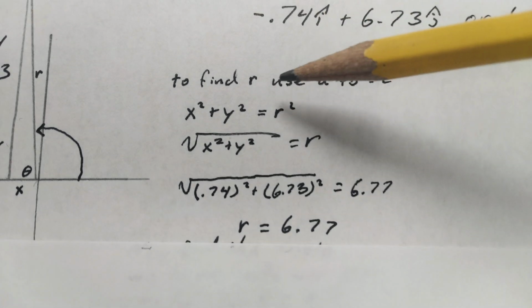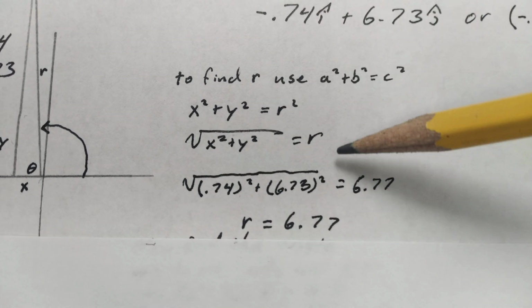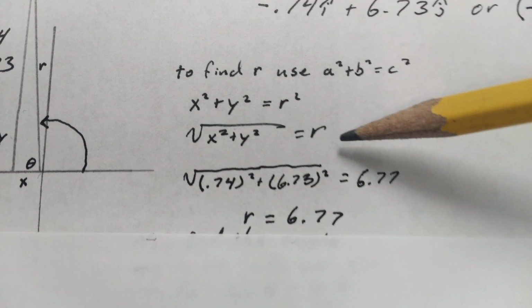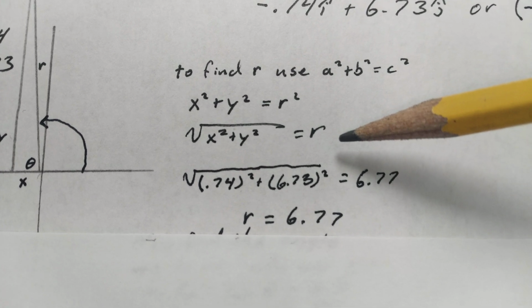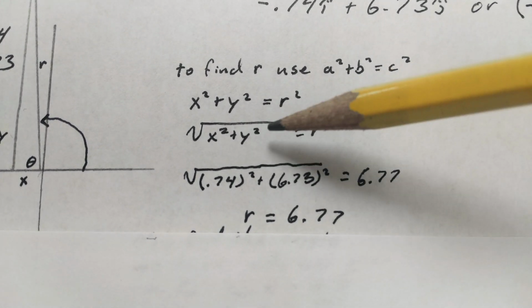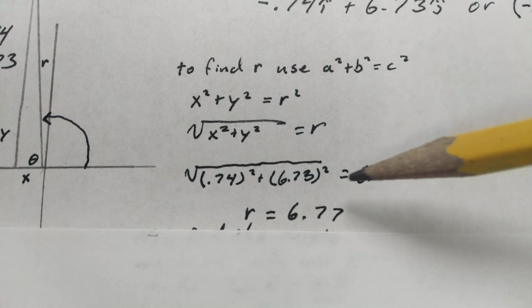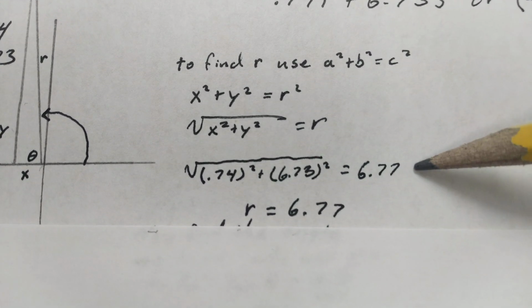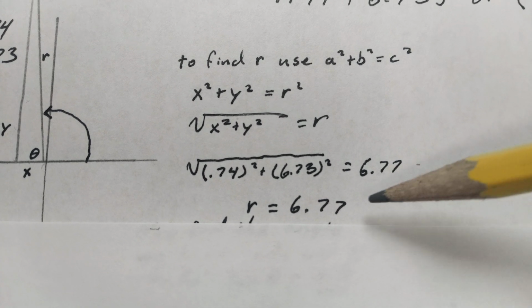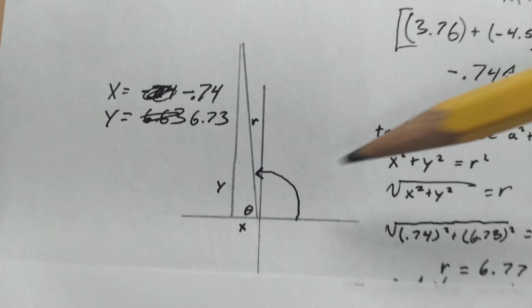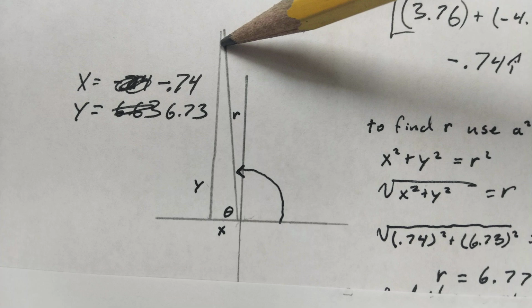And I'm going to use the Pythagorean theorem, x squared plus y squared equals r squared. So get r by itself by taking the square root of both sides. That gives me the square root of x squared plus y squared. 0.74 squared, 6.73 squared. Add them, take the root, and I get 6.77. That's my radius. That is this length from here up to here.